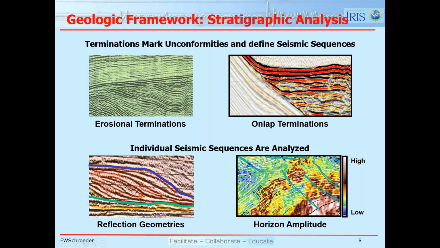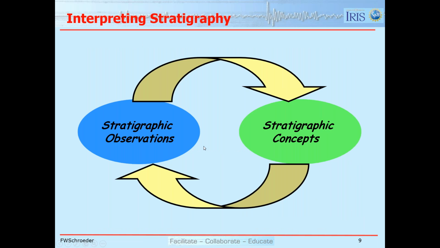We can look at reflection geometries. Here we have a geometry showing a progradational deltaic style of deposition. And then we can look at attributes such as the amplitude along a particular horizon, the higher amplitudes being the reddish brown, the lower amplitudes being the greens and the blues.